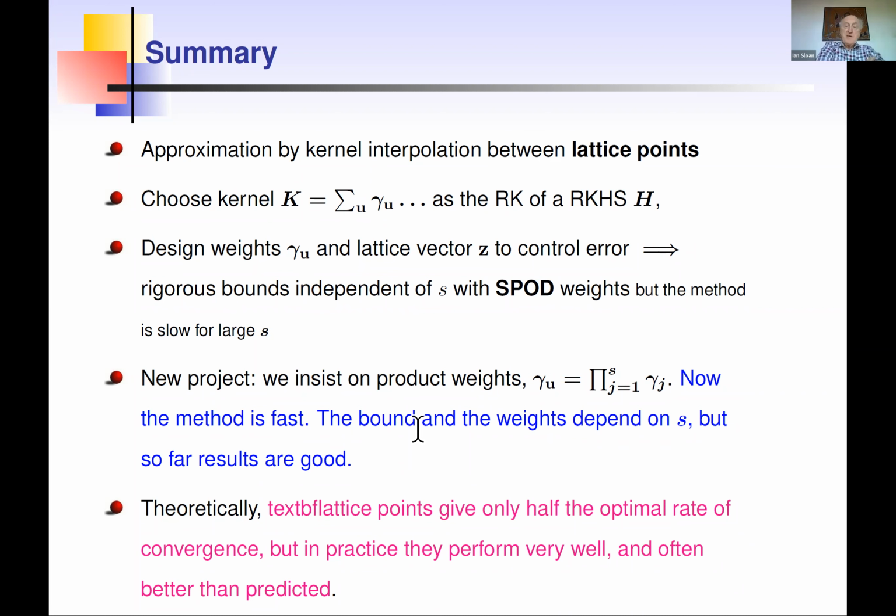So in our new project, with this, we insist on product weights. Now the method is fast. We still have a good theory, but the bounds of the weights depend on S. So far, the results are promising, and we don't have too much yet. And sorry about the last sentence. But theoretically, lattice points give only half the optimal rate of convergence. So that brings us to a question, that's the biggest con of this method. But in practice, they perform very well and with a beautiful theory, and often even better than expected.